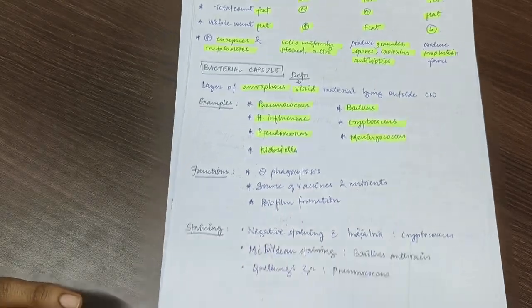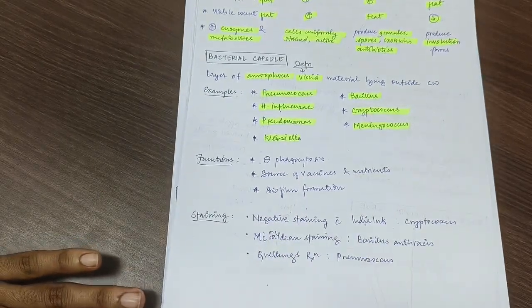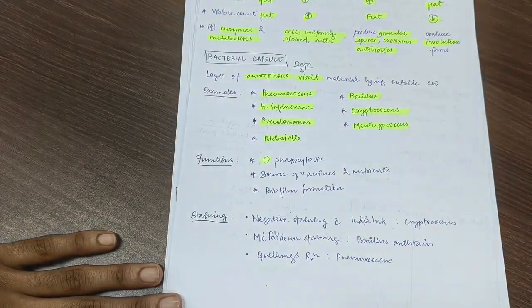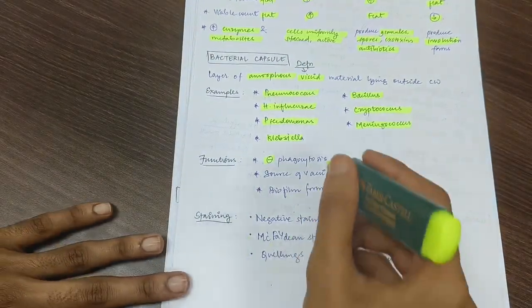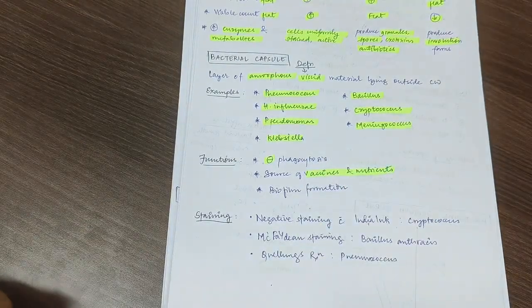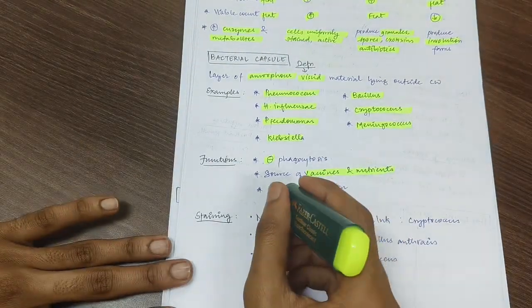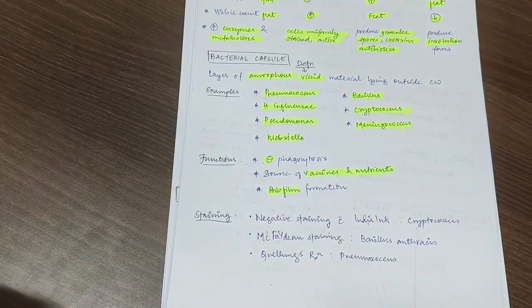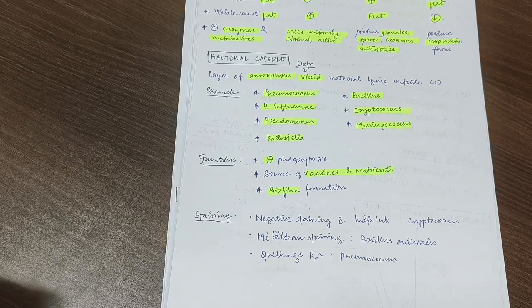Next, functions. What is the function of this particular capsule? It will inhibit phagocytosis. Then it is a source of vaccines and nutrients. Then it helps in the formation of biofilm, so it will act like a mechanism of resistance for the bacteria against a few antibiotics because of the formation of this biofilm.